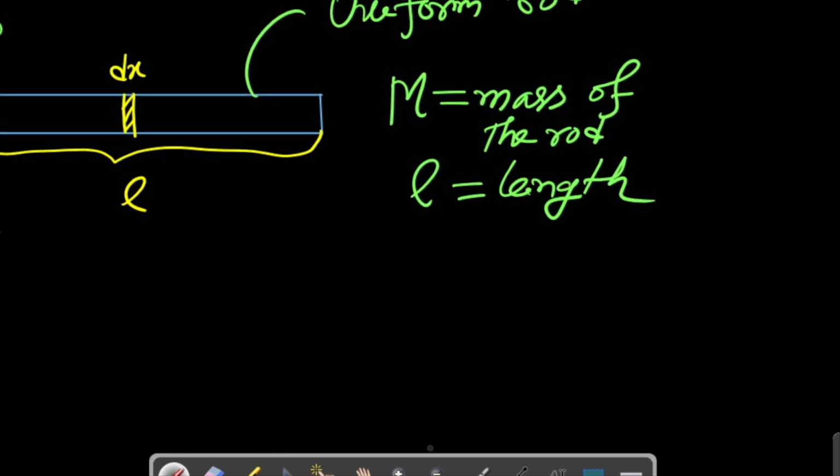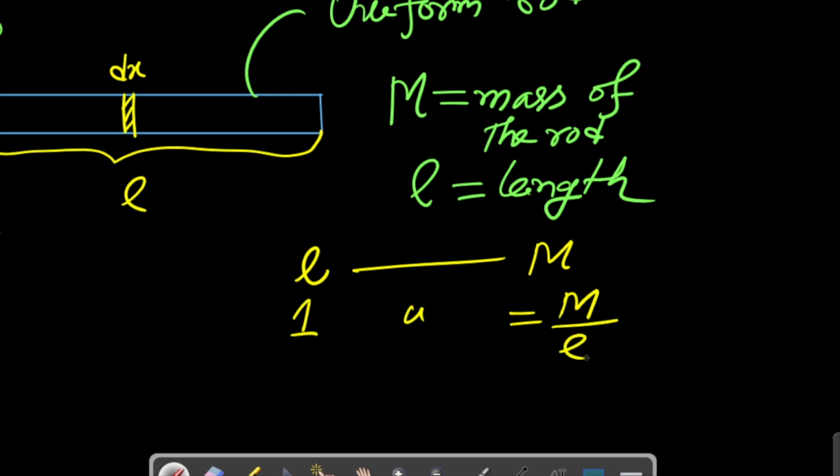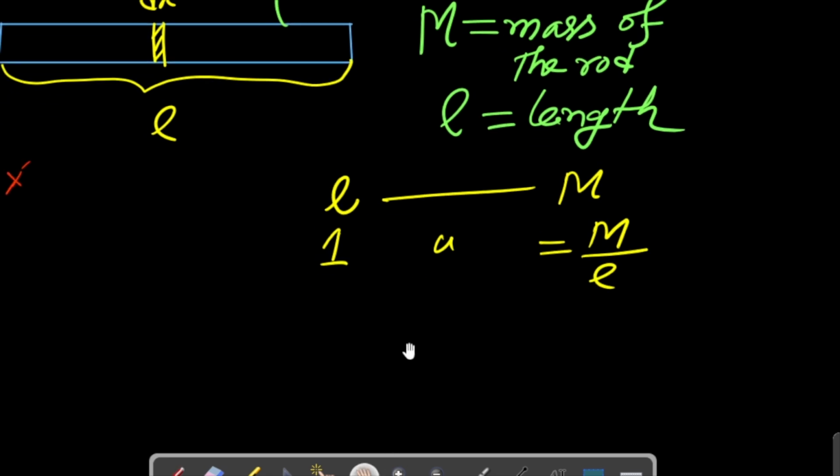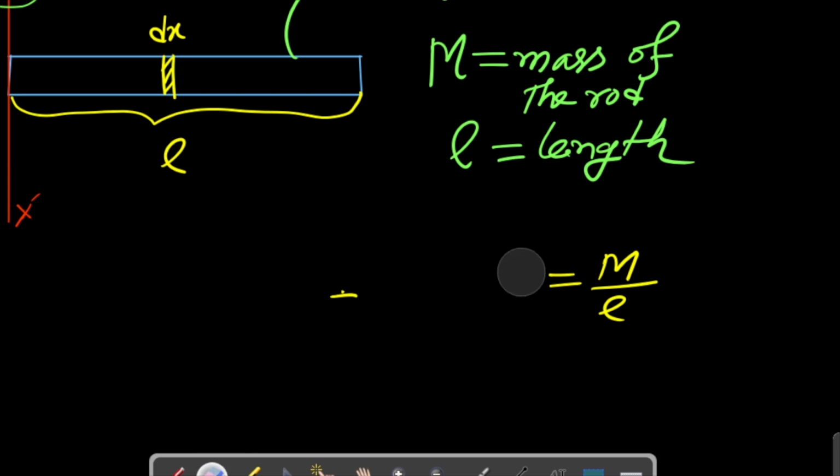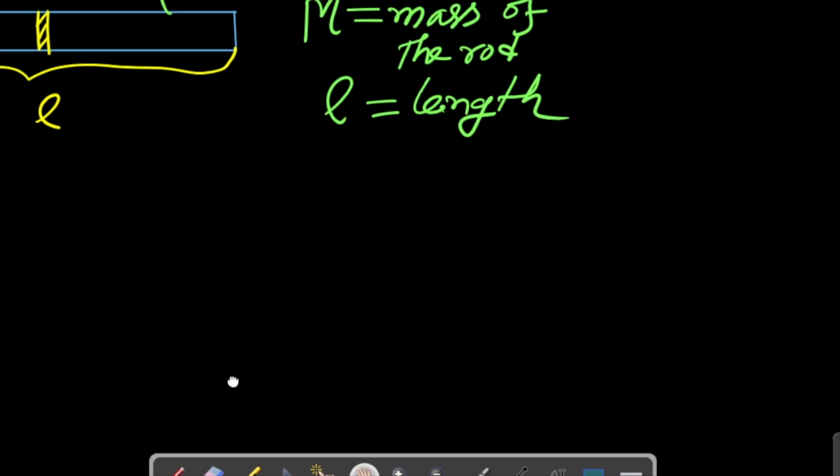If we write this equation this way, for the length L, the total mass of the object is m. For 1 unit of length, the mass will be m divided by L. This is the unitary method. With the help of the unitary method, we find the mass of the very small length.